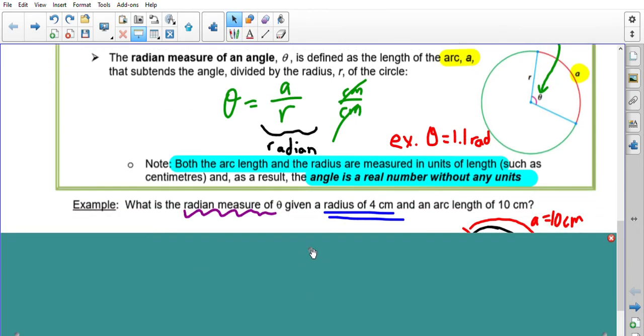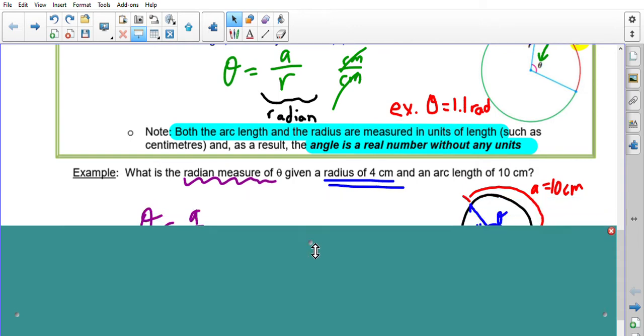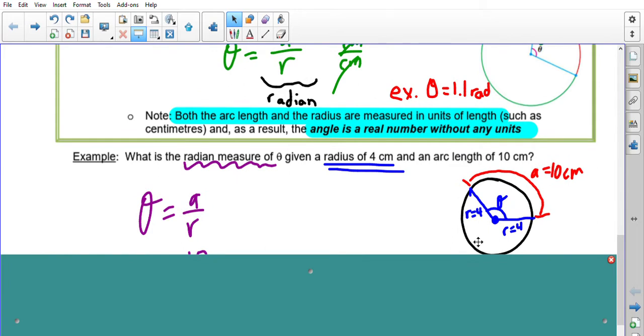Okay, all right, so let's practice an example for that. It says, what is the radian measure of theta given a radius of 4 and an arc length of 10 centimeters? Okay, so remember, this all has to do with the angle around the circle. So I want you to visualize what I'm asking here. So draw a circle. Draw two radius lengths of 4.